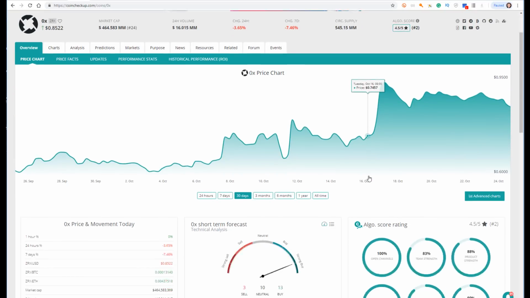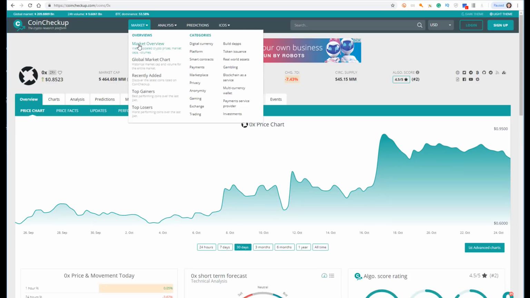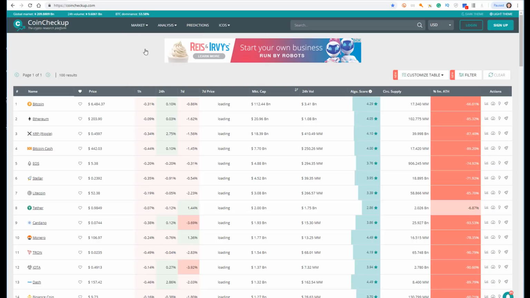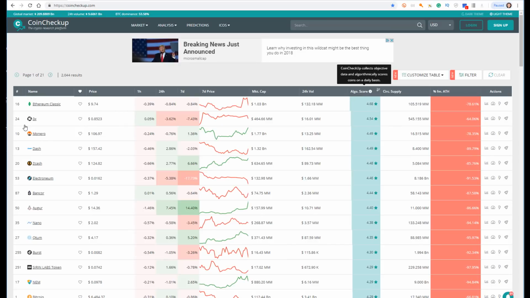It was number 2 on their algo score, and as I recall, if I went to market overview, I think it was an exact fib number. So if I sort them based on their algo score, here's OX at number 2. Well, yesterday it was about 62% off the low. So it was literally sitting.